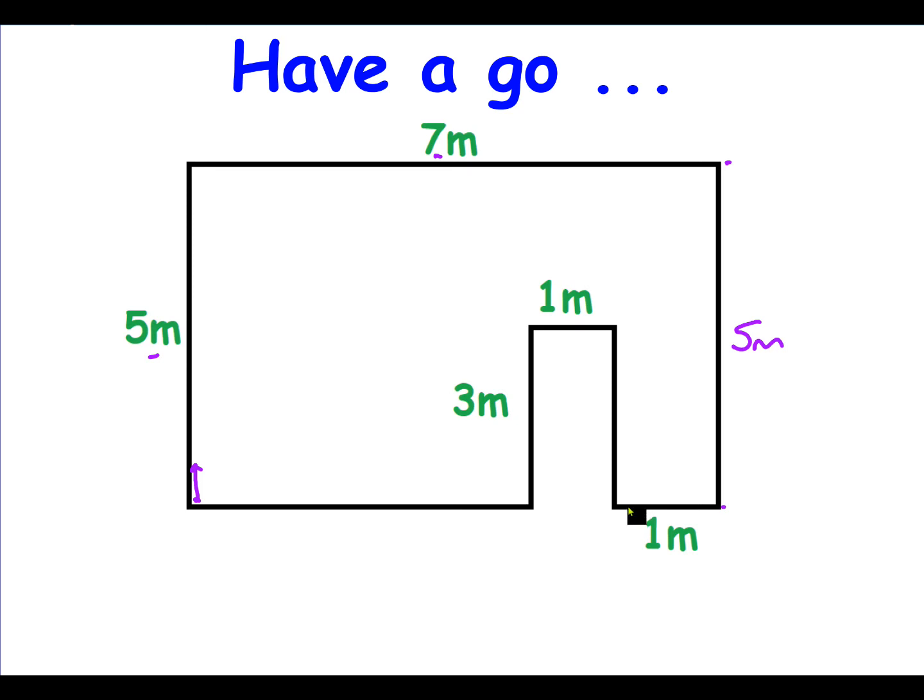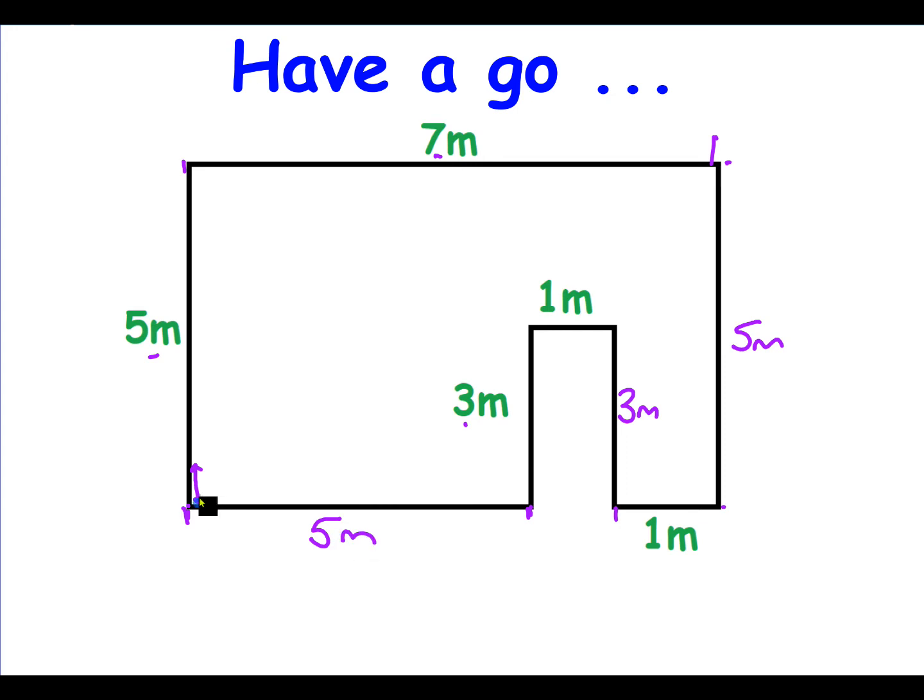We have 1 meter here. We've got nothing on this one, so we need to put in the 3 meters because it's the same as over there. We have 1 meter there, and then this final length from here to here. Well, if I've got 1 there, another 1 there, that's 2 out of the full length of 7. So that must be 5 meters there.